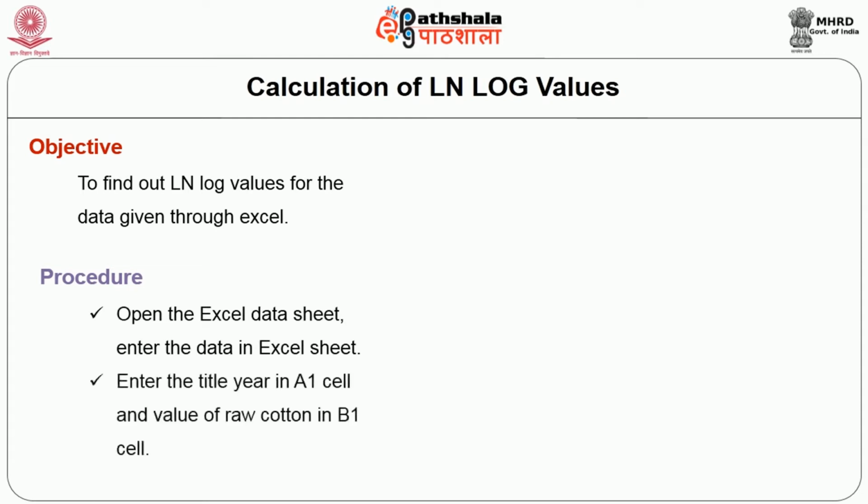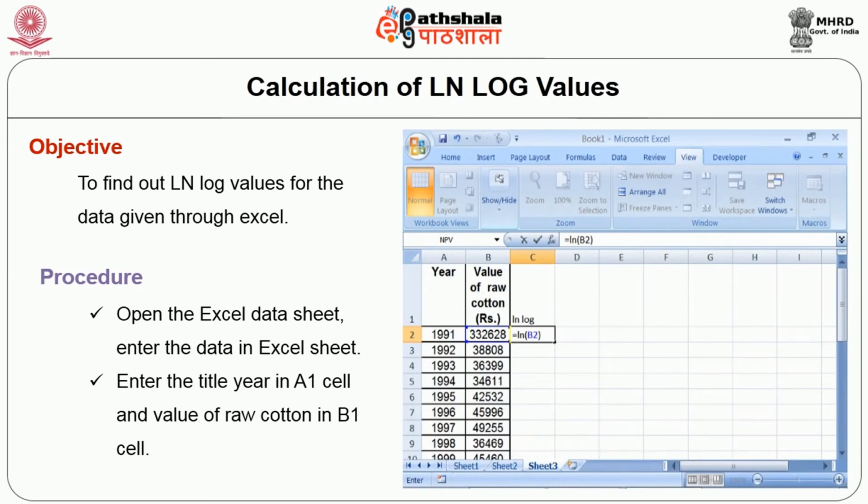Enter the title year in cell A1 and value of raw cotton in cell B1. Then enter the year 1991-92. Enter the years in column A. Enter the raw cotton values in column B. Enter the formula in cell C2 as LN(B2). Press enter. The above formula gives the ln value for the value in cell B2.